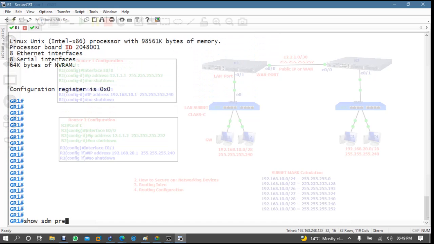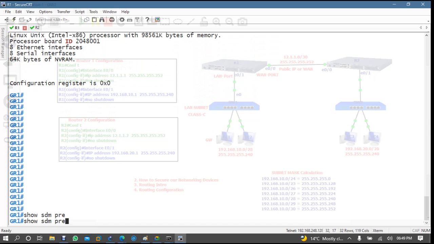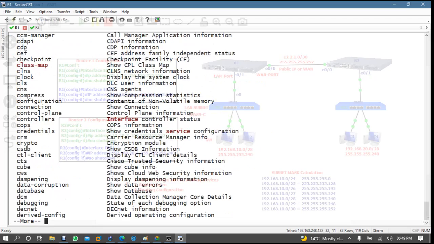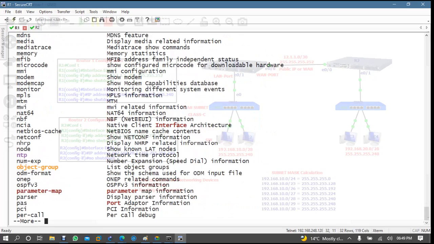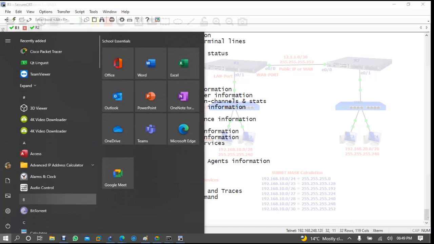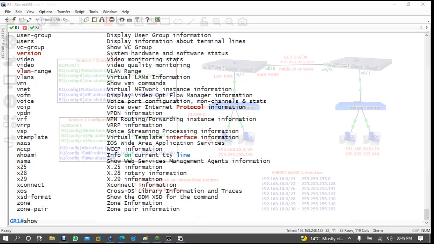SDM prefer. Maybe it will show. Okay, no problem. Okay, packet tracer.